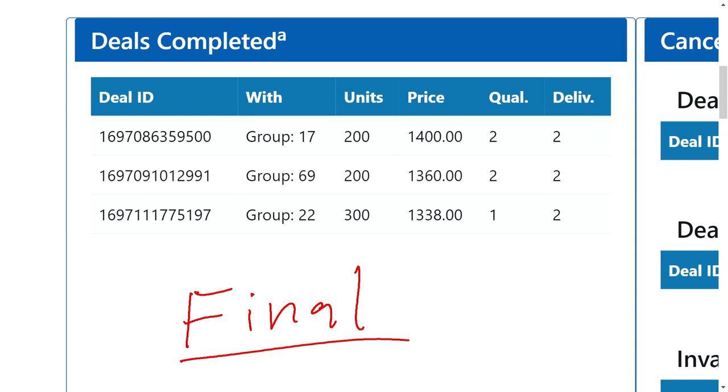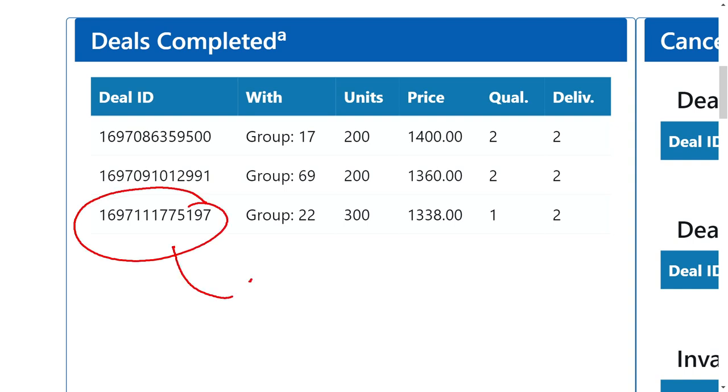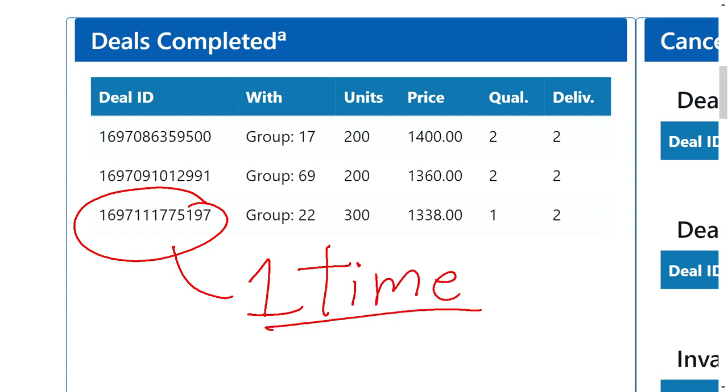If you send another deal, then that deal will be a new deal. You cannot use the deal IDs again. That's a key point. You can only use these one time. If you try to change the deal by using the same ID, then you will have a problem. That will be an error, and that will not work. You may lose some points, or you may lose the game if you do that kind of mistake. So pay attention and don't do that.